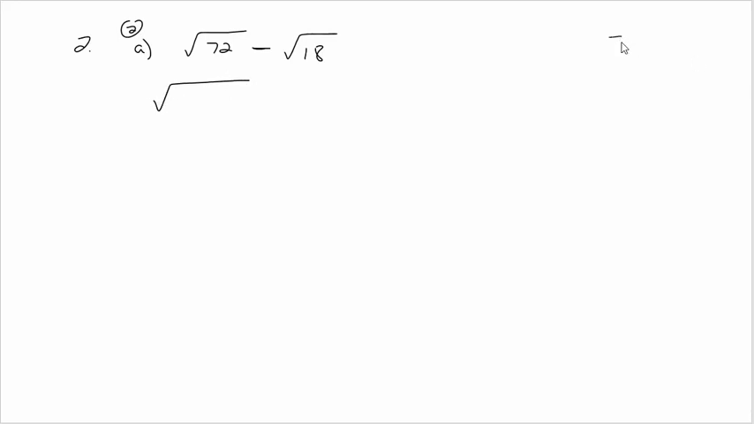There's multiple ways to do this with the 72. We're looking for a perfect square that goes into 72. If we do 36 times 2, that's going to be the fastest way, but we could also do 9 times 8.